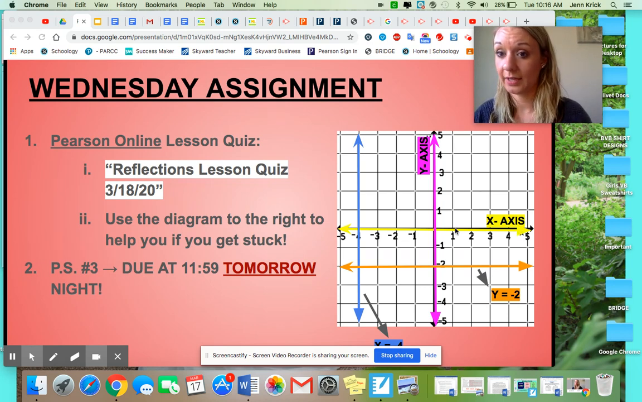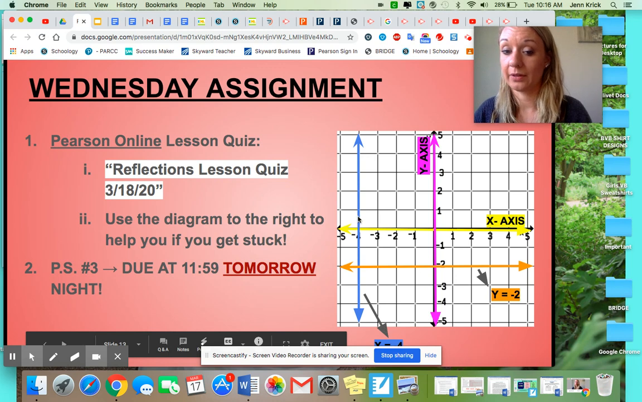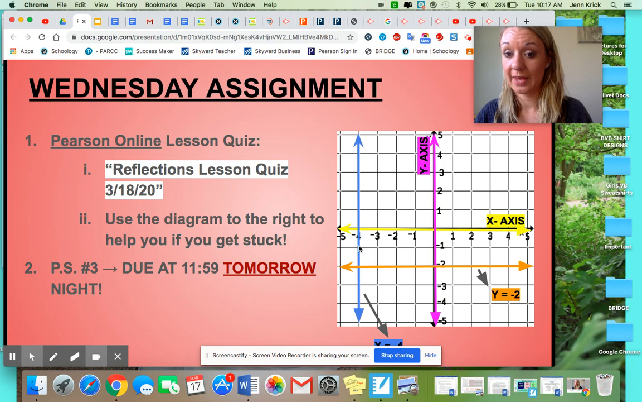So your yellow line here is your x-axis. So if you see figures flipping over that, that's your x-axis. Purple line is your y-axis. A lot of times you'll have figures flip over there, that's your y. If you've got lines that you have to draw in, like special ones, if they're horizontal, like this orange one, that's like y equals -2, because it runs through where y equals -2. If you see a vertical one, that would be x equals -4, because it runs through where x is -4. So while you're doing your lesson quiz, keep this diagram up. It's going to help you.